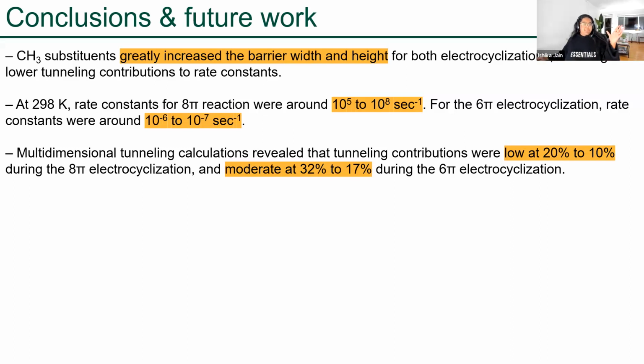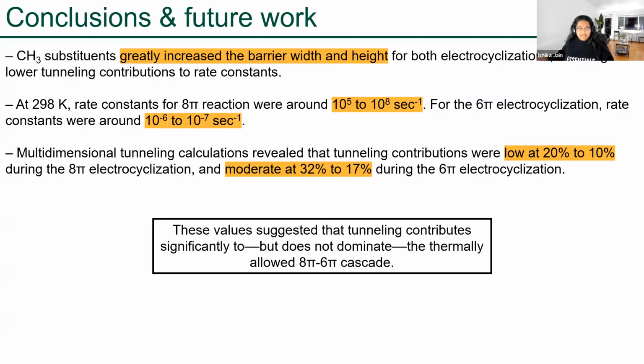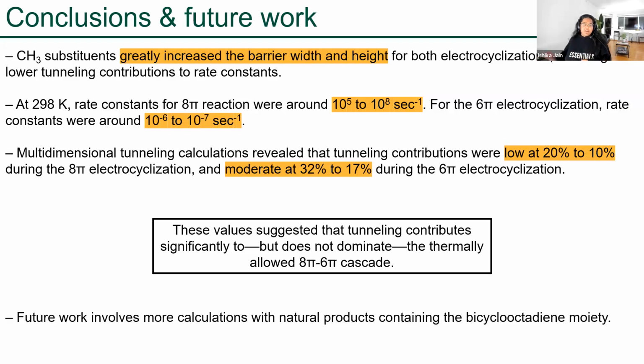If we sum it up, what do we find here? We find that these values suggest that tunneling actually does contribute significantly, but does not dominate the thermally allowed 8 pi and 6 pi cascade, right? Future work involves more calculations with natural products containing the BOD moiety, as well as teasing out more reasons why reactions want to take this shortcut rather than go over the barrier, essentially, right?